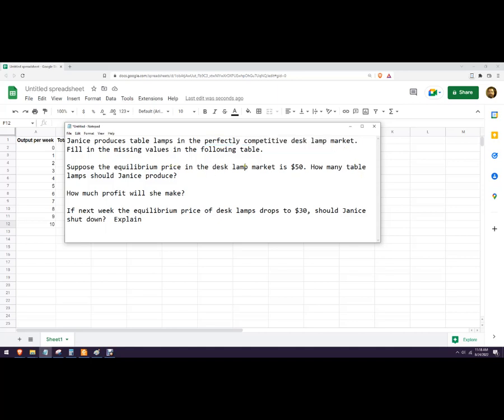We're told that the equilibrium price is $50. We need to fill in the following table. We need to figure out if we're going to make a profit, and then next week, if the price drops to 30, what should Janice do?